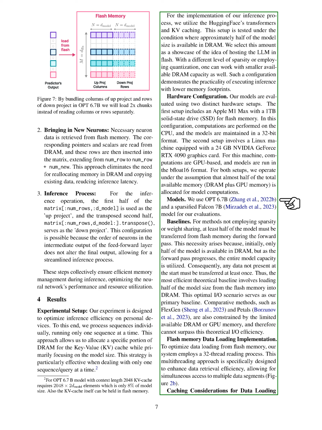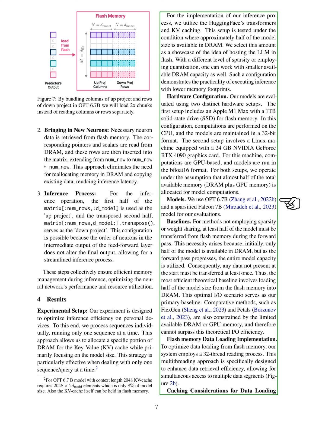For methods not using sparsity or weight sharing, at least half of the model must be transferred from flash memory during the forward pass. This is because only half of the model is available in DRAM initially, but as the forward pass progresses, the entire model capacity is used. Therefore, any data not present at the start must be transferred at least once. The most efficient theoretical baseline involves loading half of the model size from the flash memory into DRAM. This optimal I/O scenario serves as our primary baseline.